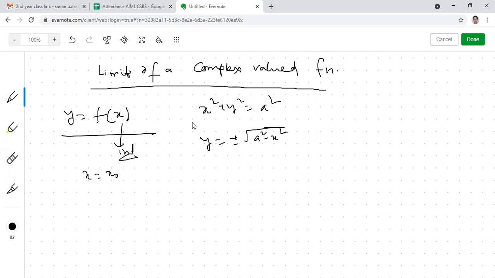Because limit is a tool to check continuity or differentiability. But this might be the need of limit, but this is not the significance of limit. If you want to draw this graph, do you need to find the limit?